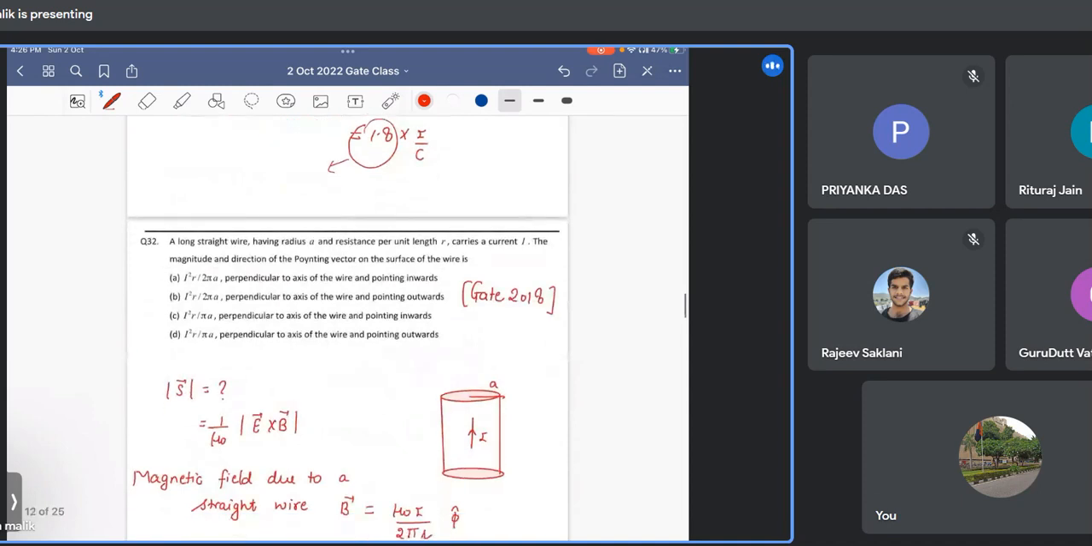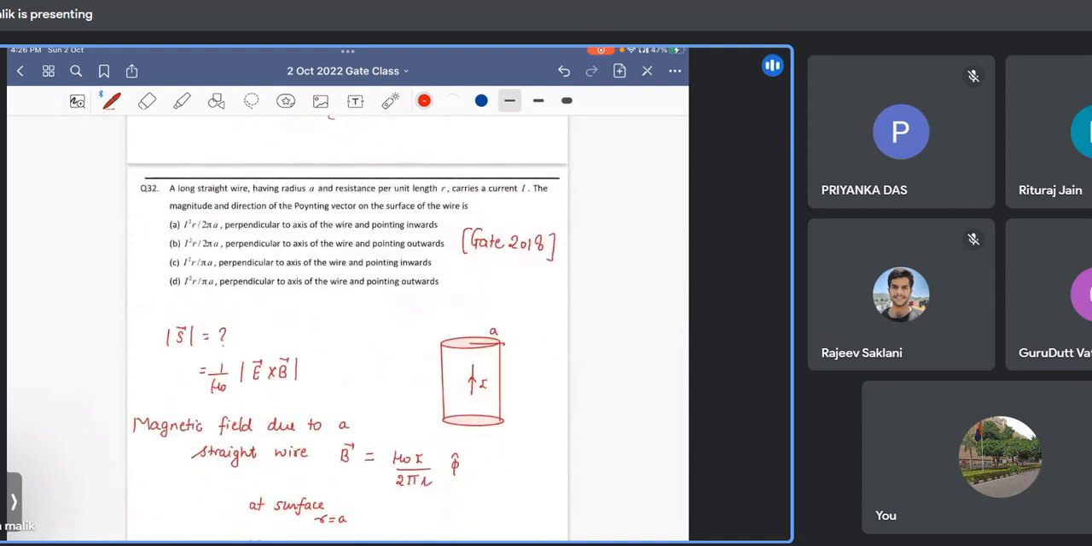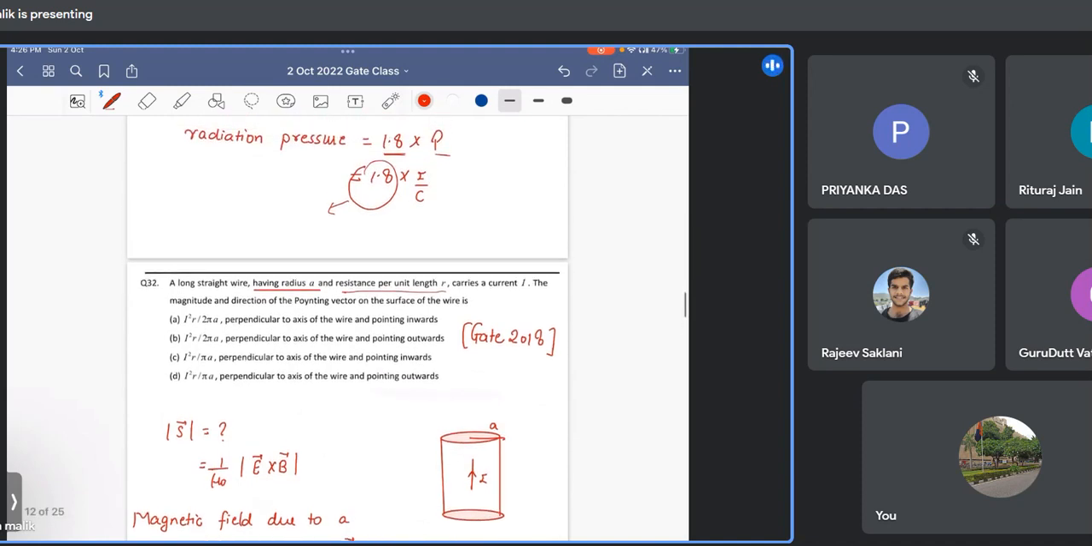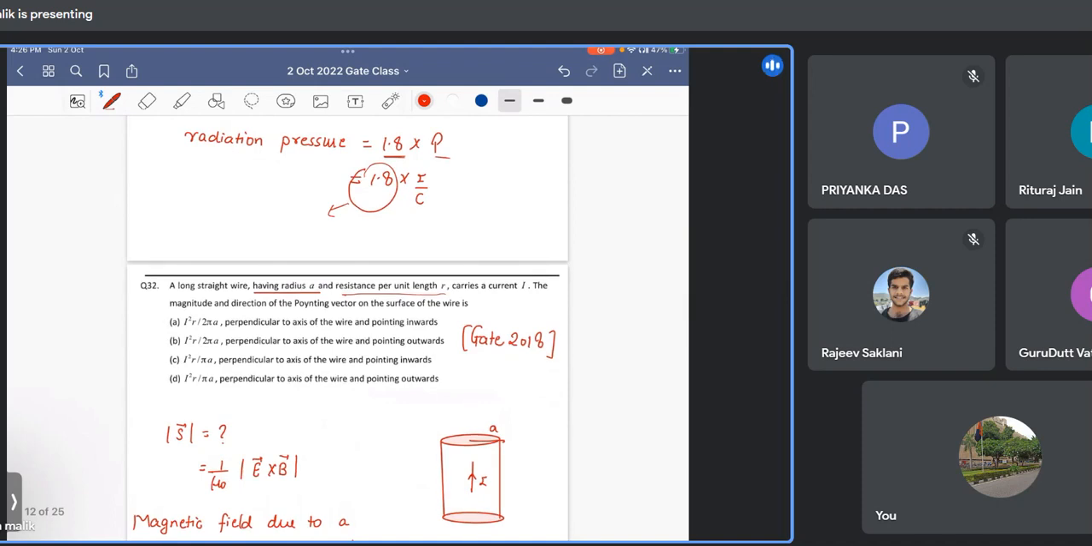Okay, so the next question is also from the GATE 2018 exam, question number 32. A long straight wire having a radius A and resistance per unit length R carries a current I. The magnitude and direction of the Poynting vector on the surface of the wire is? So we are given that a wire is carrying a current I. We have to find, at the surface of this wire, the magnitude and direction of this Poynting vector. The Poynting vector is given by E cross B.